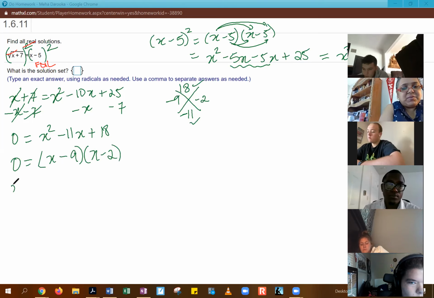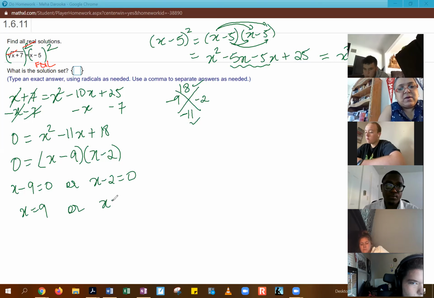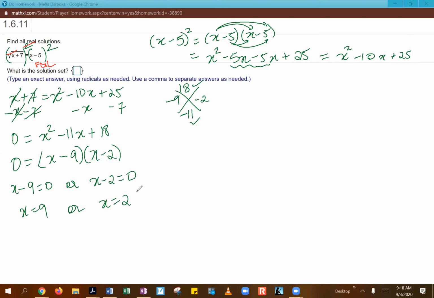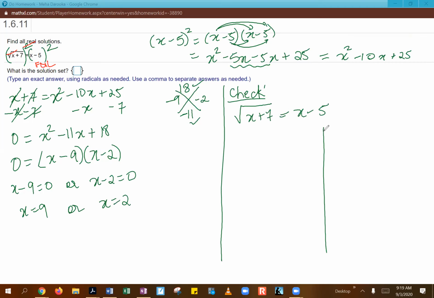We'll take each one of the factors, set it equal to 0. And then of course, as you can see, we will get x equals 9 or x equals 2. But remember, this is the equation where we need to check our solutions to make sure we don't have any of those extraneous roots. So checking is a very crucial part of this problem over here. So our original equation was square root of x plus 7 on the left and then x minus 5 on the right. So let's start by checking with our x equals 9.